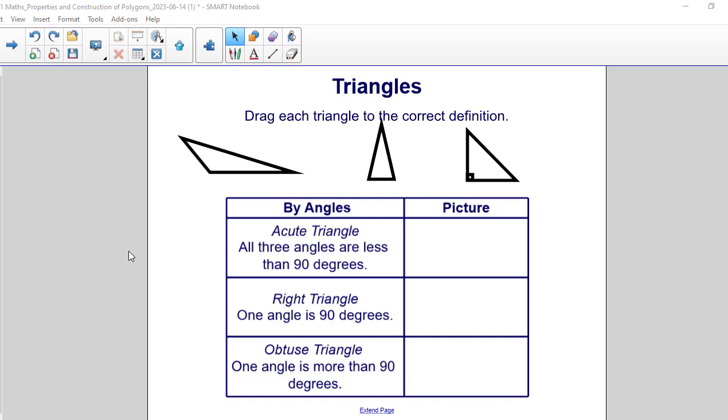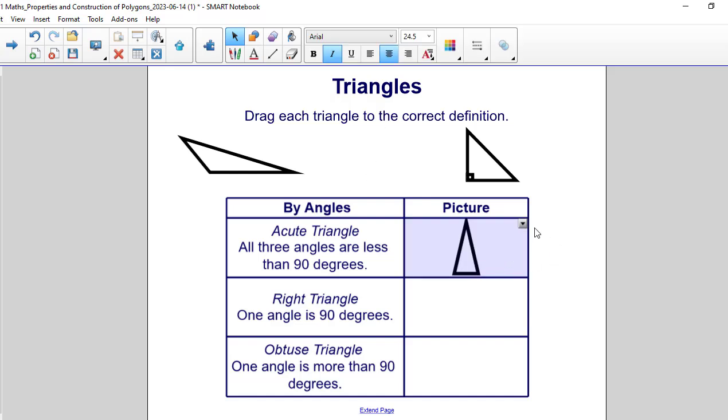Now we're going to look at classifying triangles by their angles. And there are 3 ways we can classify triangles by their angles. The first classification is known as an acute triangle. In an acute triangle, all 3 angles are less than 90 degrees. The picture of this triangle right here shows a triangle where all 3 angles are less than 90 degrees, so I'll put the picture right next to that definition.